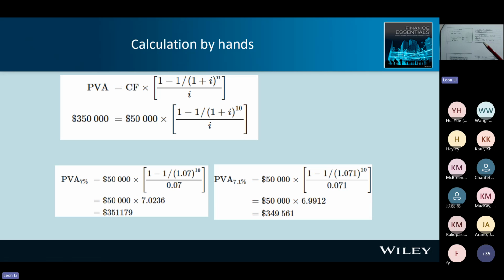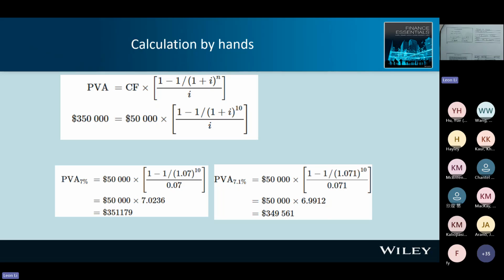So this is our conclusion here. When we use 7%, the PV is too high. When we use 7.1%, the PV is too low. Therefore, I know the interest rate will lie between 7% and 7.1%. So our next step is to try the average, 7.05%. So this is trial and error.